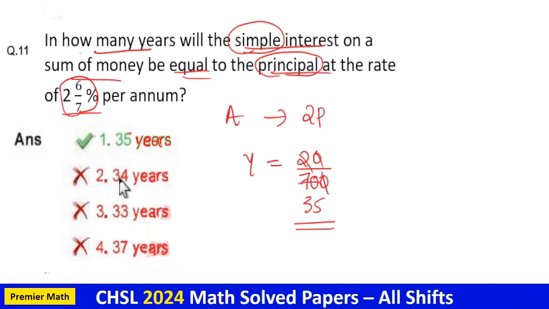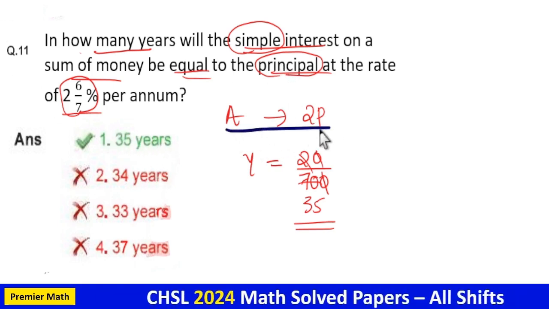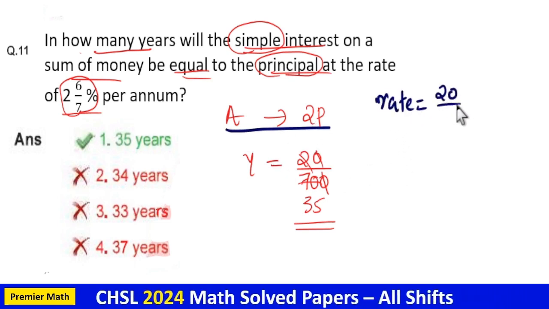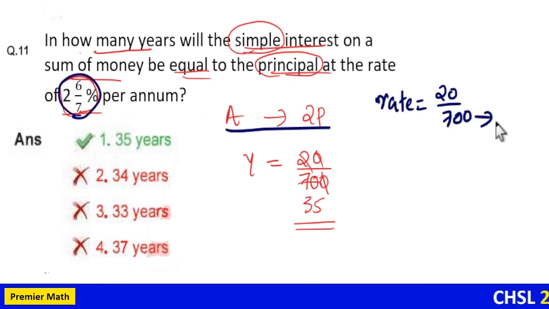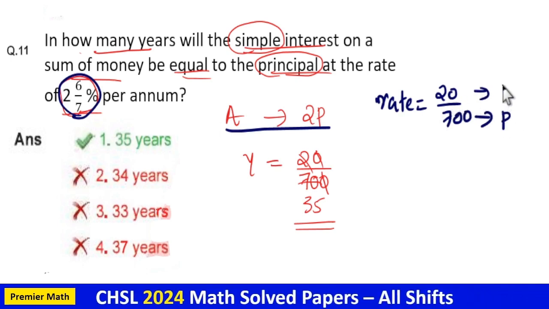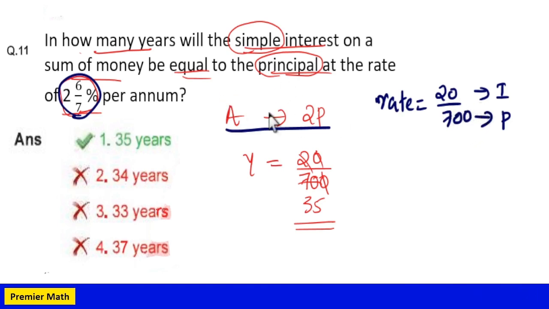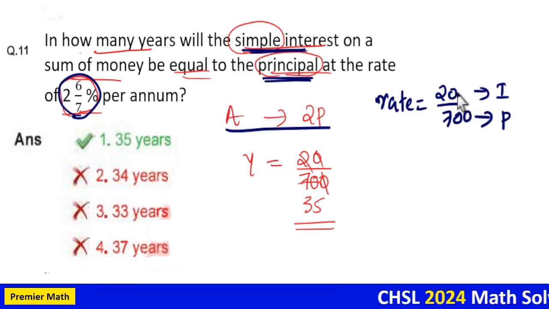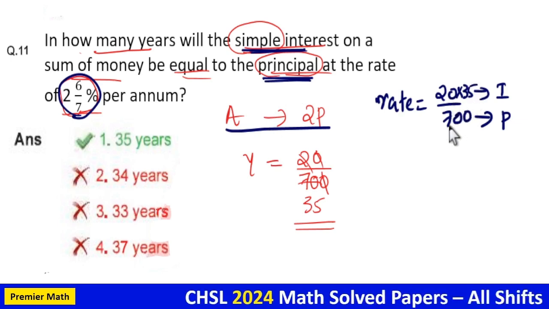Whenever you have a question relating to simple interest, or whenever the question says the amount is 2 times the principal, then take the rate. Here the rate is equal to 20 by 7%. Now this 700 part is the principal and this 20 part is the interest generated out of the 700 part in 1 year. Now the question says simple interest is equal to the principal, which means this 20 part should be equal to 700 in 35 years.